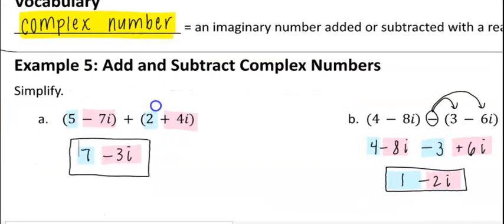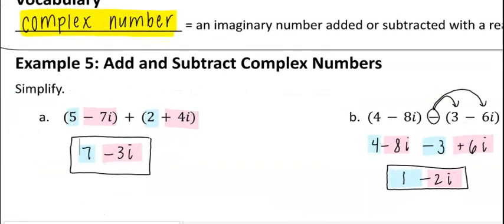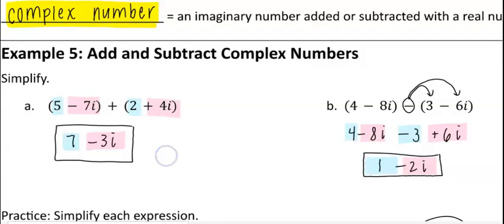If you're adding complex numbers together or subtracting them, just treat them like variables. You add the real number parts, 5 plus 2 to get 7. You add the imaginary number parts, negative 7i plus 4i gets you negative 3i.